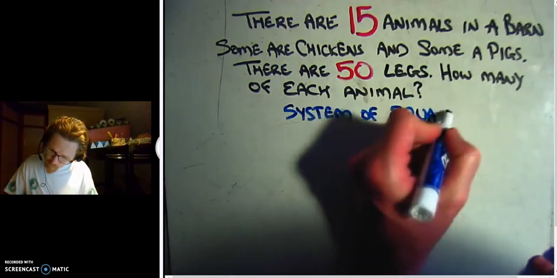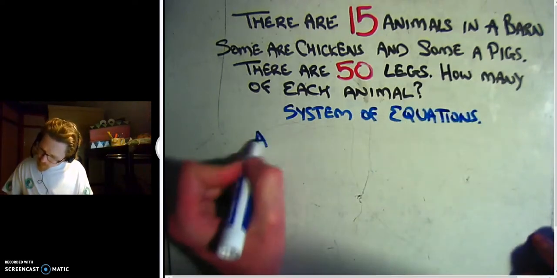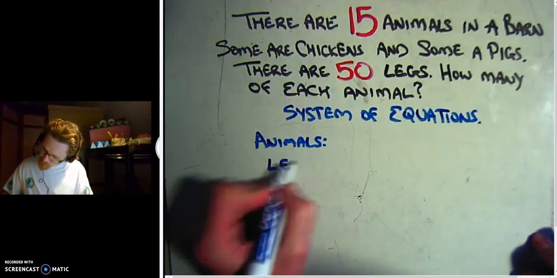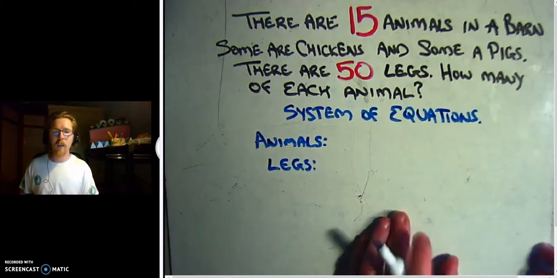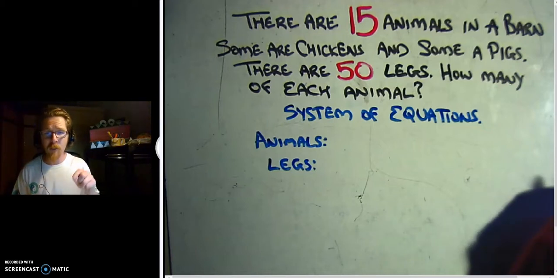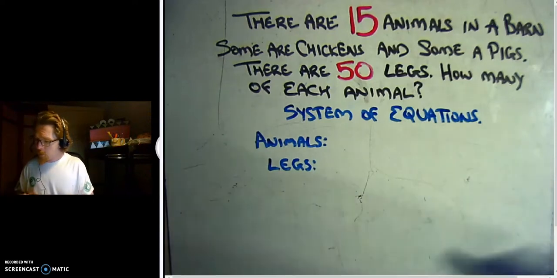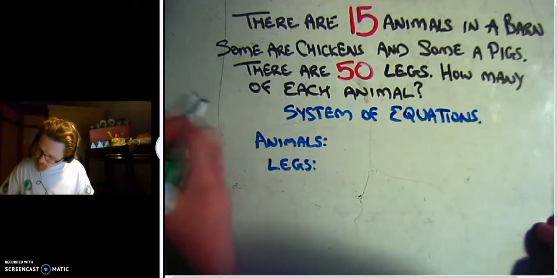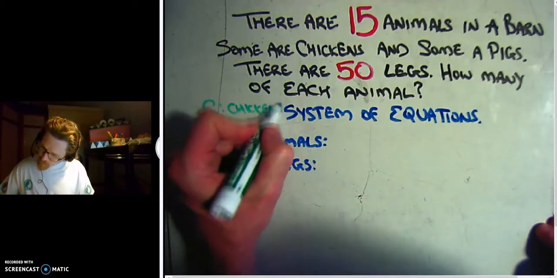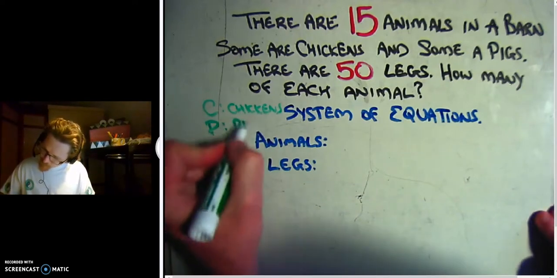Now, I'm going to come up with two different equations in order to solve this. One equation is going to be about the animals, and one equation is going to be about the number of legs. And with those two equations, we'll figure it out because in both cases, animals and legs, we have the same unknowns. We don't know how many chickens there are, so I'm going to use the variable c to represent chickens. And I don't know how many pigs there are, so I'm going to use the letter p to represent pigs.